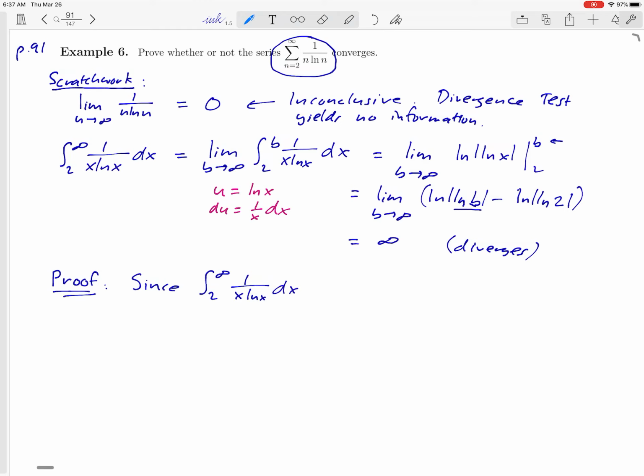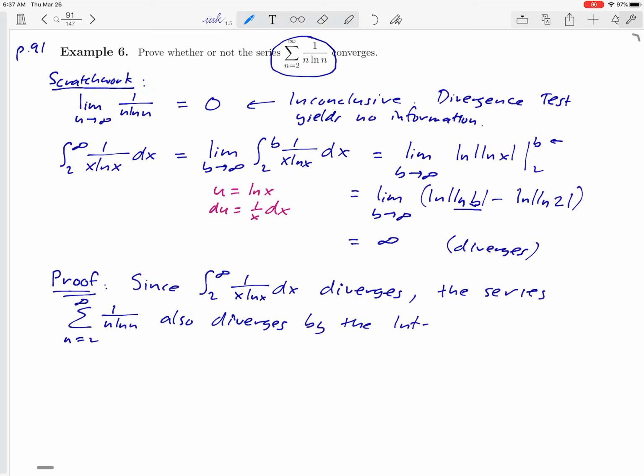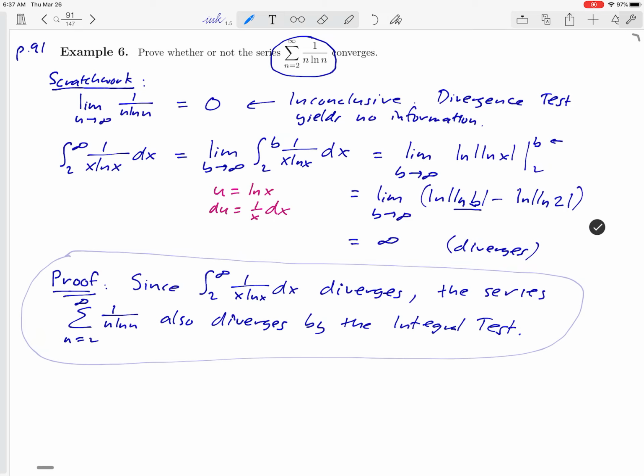Since we calculated that integral and got infinity, that integral diverges. We know that the series that we started with also diverges by the integral test. And just to emphasize again, in problems where you're talking about series convergence, it's important to write that proof.